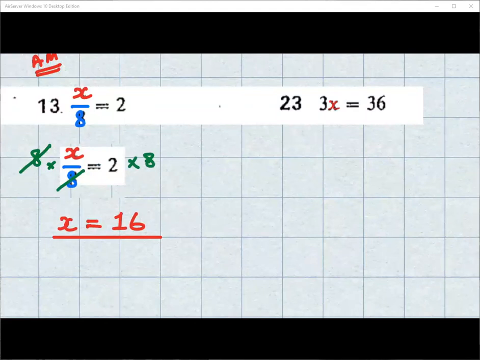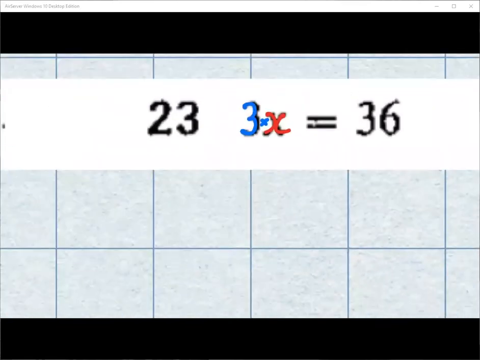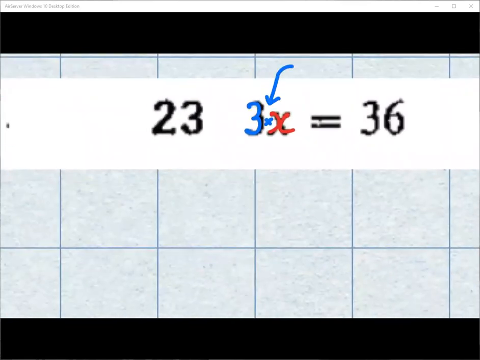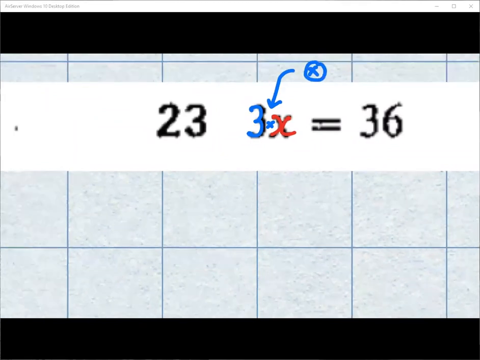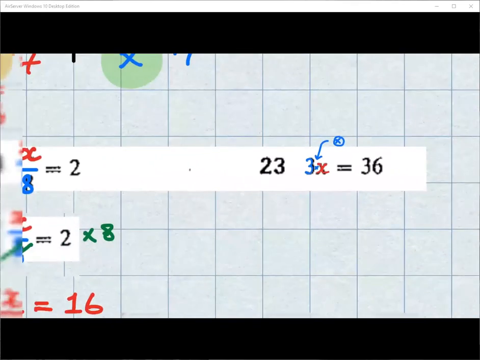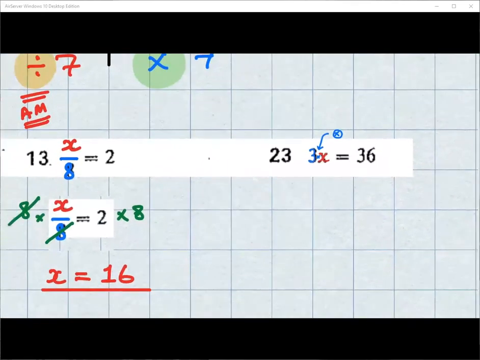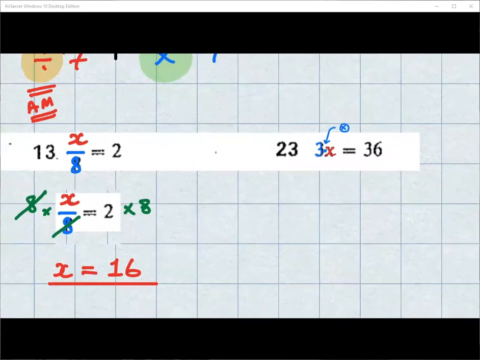So what is the 3 doing to the x at the moment? What is it doing to the x? Multiplying. The multiply sign is not there. It doesn't need to be. When you have a number next to a letter or a letter next to another letter, it automatically means times.